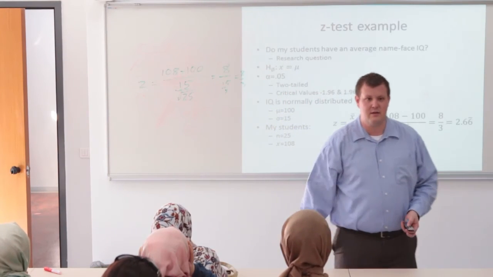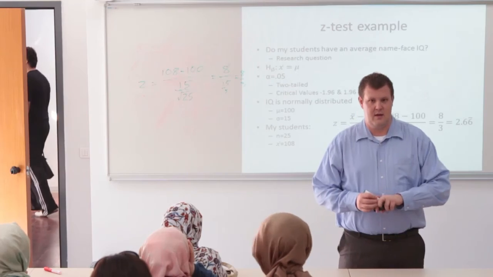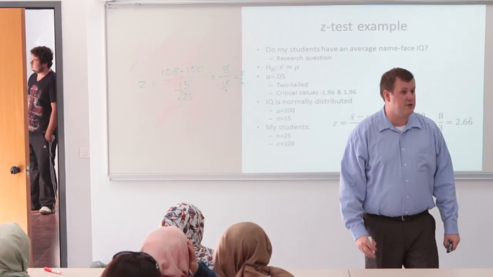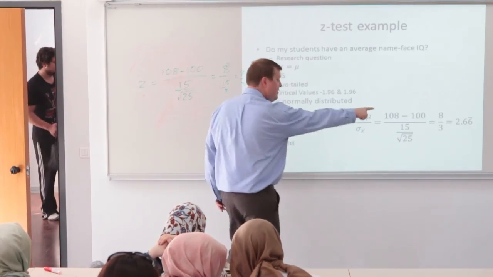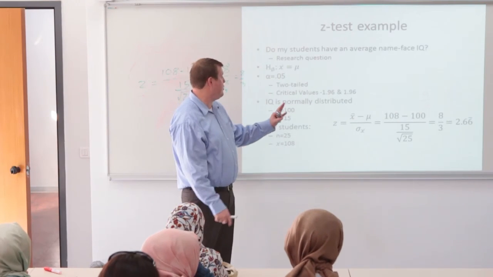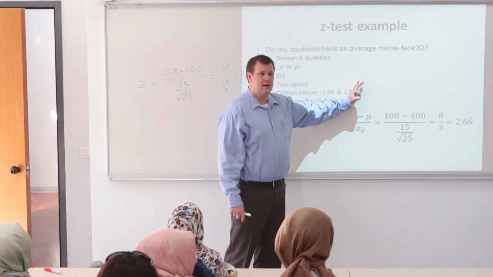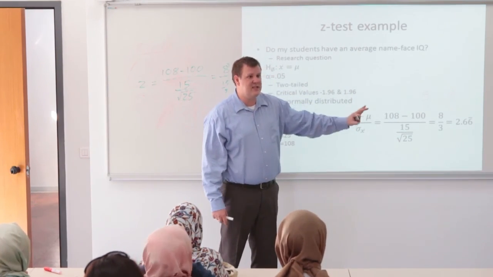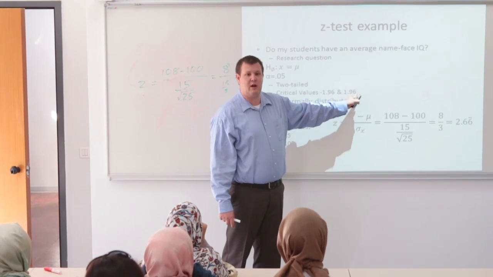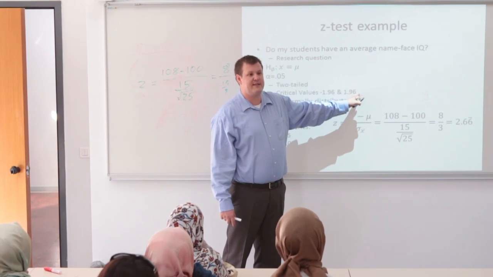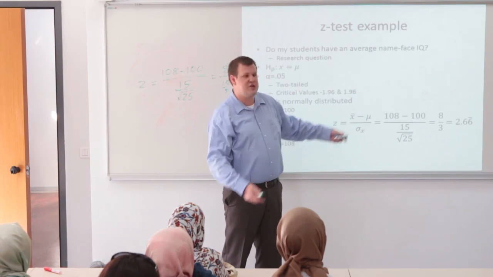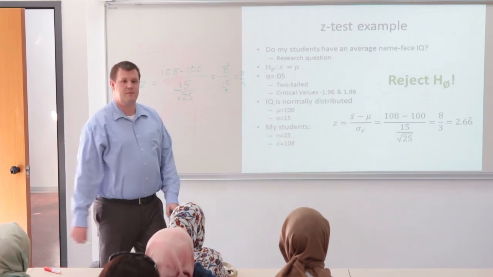What do we do? Do we fail to reject? We need to compare to the critical values, right? So this is above the mean, so we should compare to the critical value on the upper tail. So if our z-score is above or equal to that critical value, we will reject. If it's not, we'll fail to reject. We reject. Awesome. That's it.